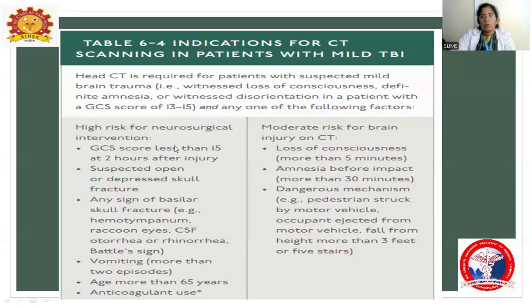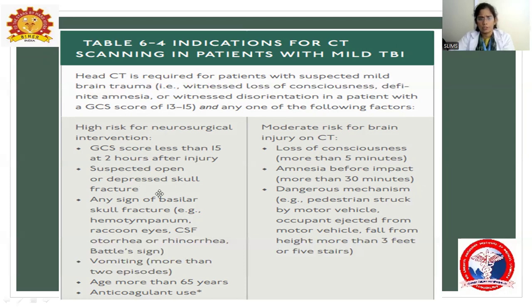Okay. So what are the indications for CT scanning in patients with mild traumatic brain injury? As I've already said, only when you're suspecting a moderate or severe head injury in mild TBI will you do CT. So there is also criteria for doing CT. Head CT is required for patients with suspected mild brain trauma, for example witnessed loss of consciousness, definite amnesia, or witnessed disorientation, this is important, in a patient with a GCS score of 13 to 15, plus any one of the following factors. High risk for neurosurgical intervention includes GCS less than 15 at 2 hours after injury. That is, even 2 hours after injury, the patient is having GCS of less than 15.